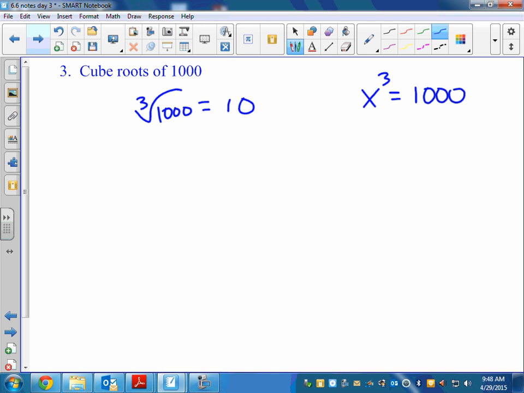There's also 2 imaginary ones. You could solve this if you remember how to factor cubes. Remember factoring perfect cubes? Probably not. And then you could do the quadratic formula. That would work as well. But we're going to practice doing this. Okay. You just factor out an x, right? Don't write this down, but this factors into x minus 10 times x squared plus 10x plus 100.